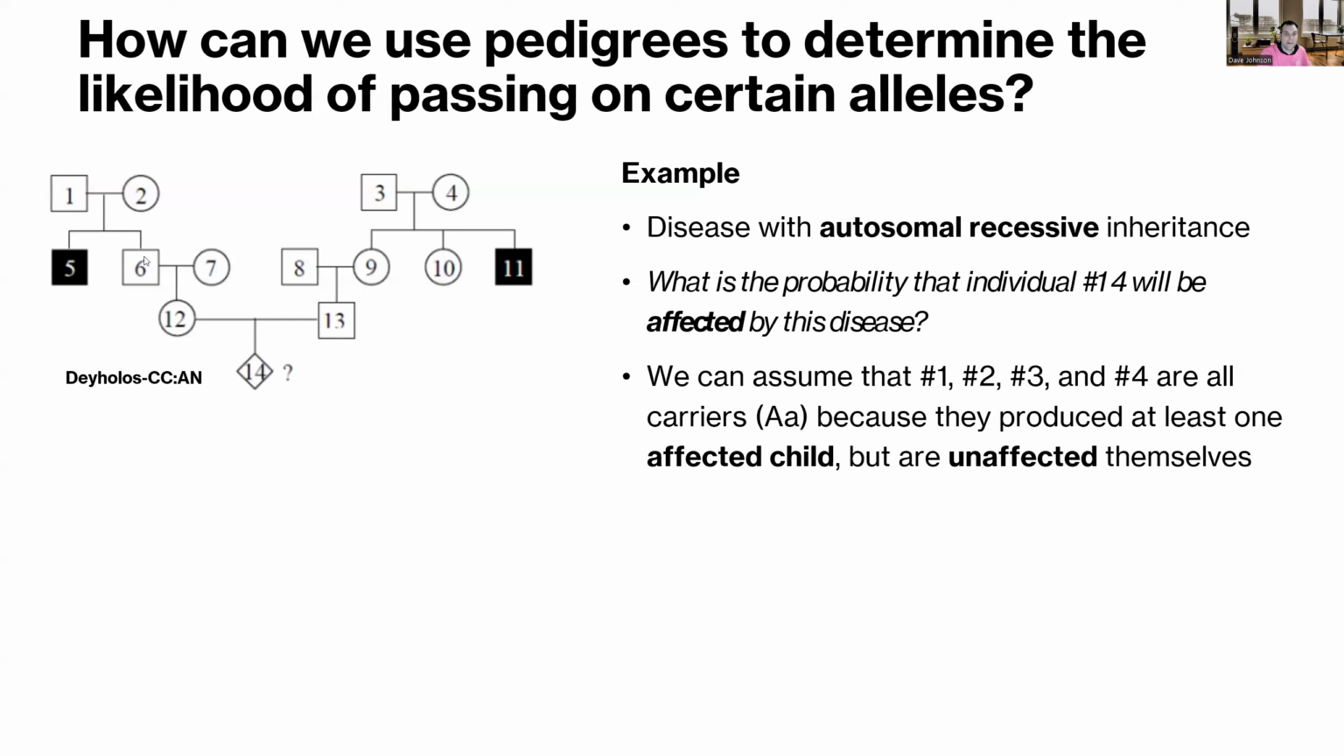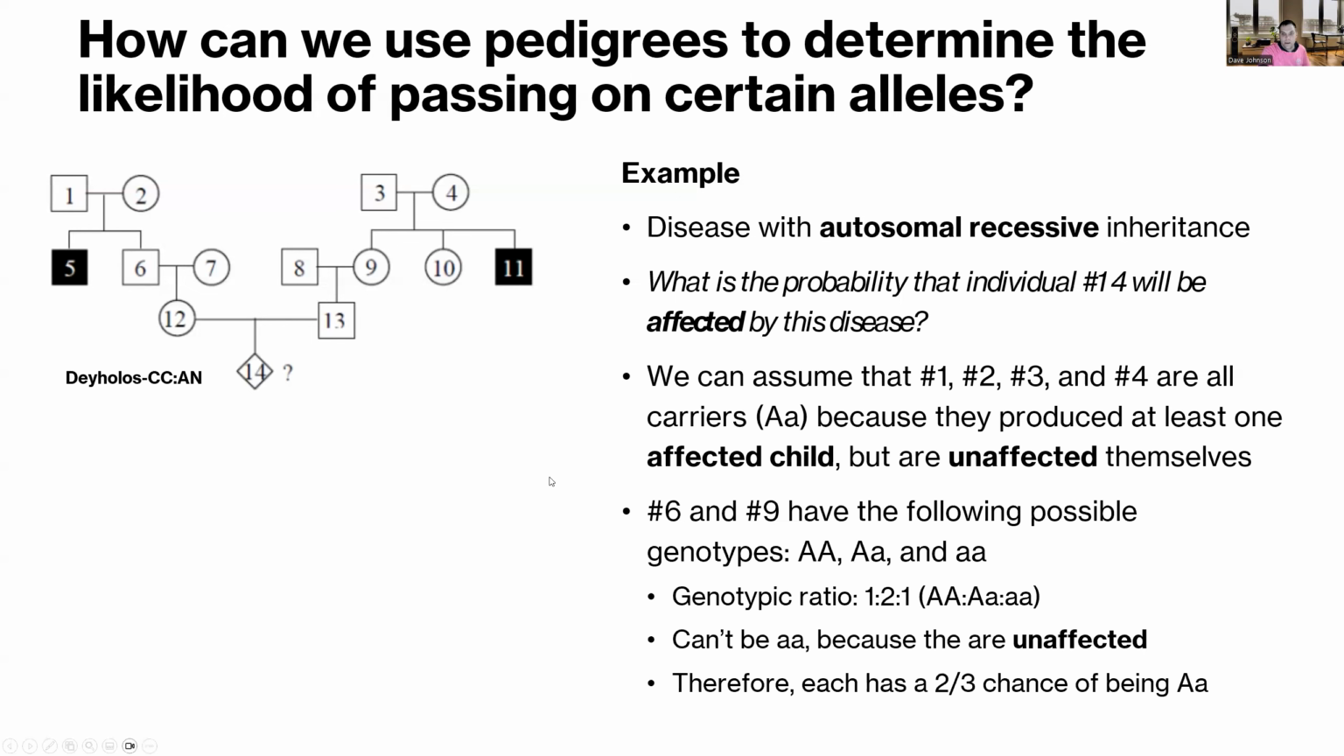So we can look down here at number 6 and number 9 and assume that there is at least a chance that 6 and 9, the father of 12 and the mother of 13, have the potential to be carriers. But what's the probability of this? Here's how we would look at this. Numbers 6 and 9 have equal probabilities. So we can take this mathematically. Here's why.